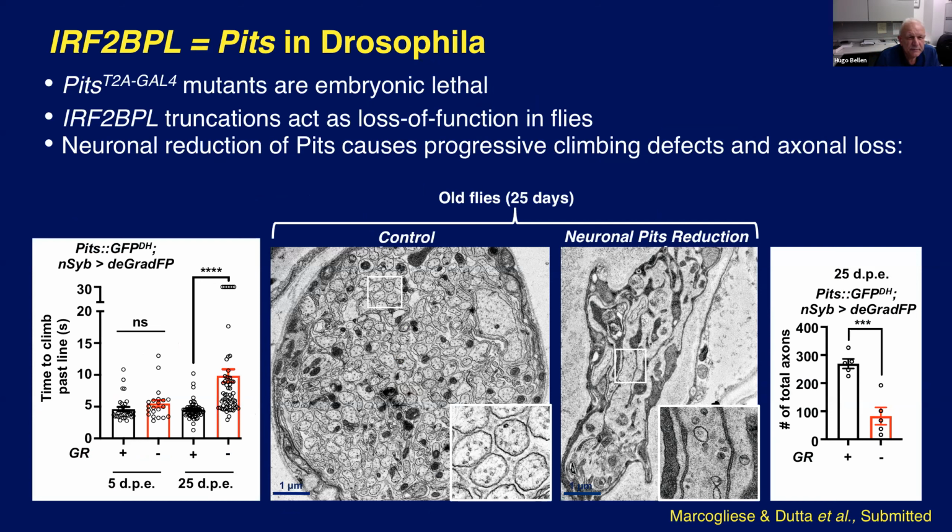The homologue of IRF2BPL is called pits in Drosophila. So in Drosophila, there's only one gene, pits, but in humans, there are three: IRF2BPL, BP1, 2, and L. The loss of pits in Drosophila is embryonic lethal, and IRF2BPL truncations, when modeled in fruit flies, act as loss of function. So what Paul and Debbie did is they started working on this gene and trying to figure out, what if we reduce pits at a later stage or in specific tissue and determine what the phenotypes are.